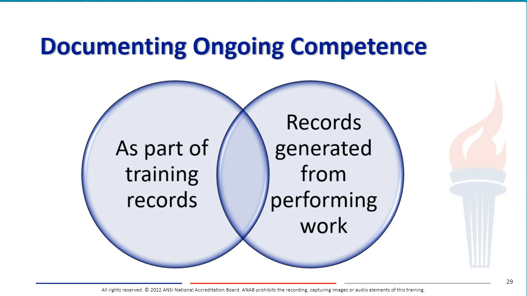Consider how ongoing competence will be documented as well. Is it a part of the training records? Is it considered records generated from performing work? Or is it a combination of these two? While ongoing competence is not specifically in ISO 9001, it is important for organizations to ensure personnel remain competent and that actions are taken to acquire necessary competence as needed.